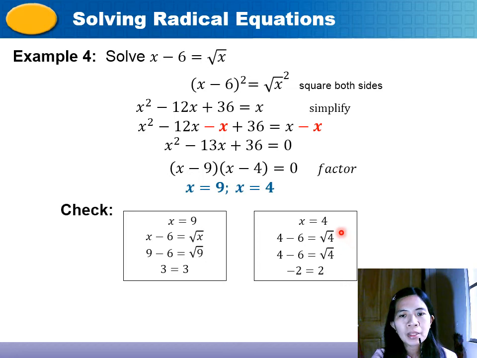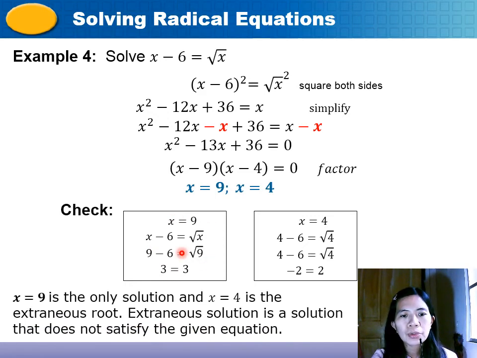So meaning x equals 4 is our extraneous solution, meaning it will not satisfy our equation, meaning this is extraneous. This one is the solution. So therefore we can say that x equals 9 is the only solution and x equals 4 is the extraneous root. An extraneous solution is a solution that does not satisfy the given equation. Okay, so that is the meaning.